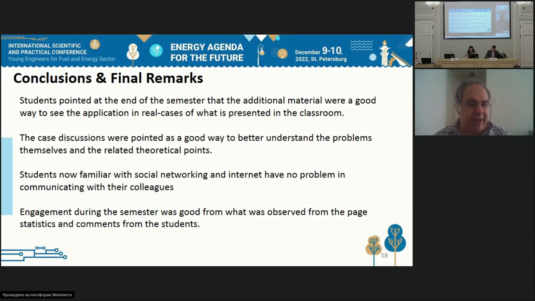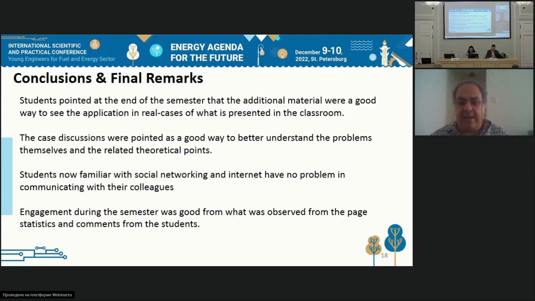Some conclusions and final remarks. For the first experience, the students pointed out that at the end of the semester, the additional material was very good. So they could see a real case application of what they've seen in the classroom. The discussion was indicated by the students as a better way to understand problems because they have to go back to the subject several times to better understand what was going on with the real life project. So they have to revisit the theory several times.